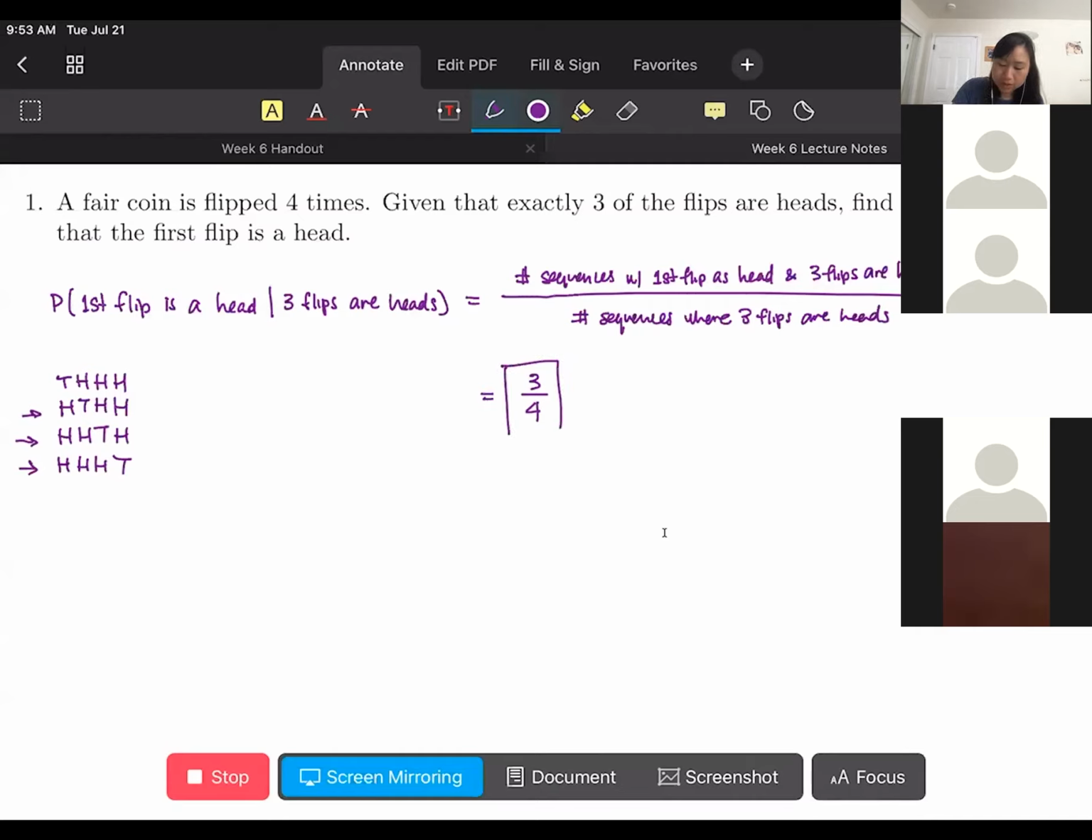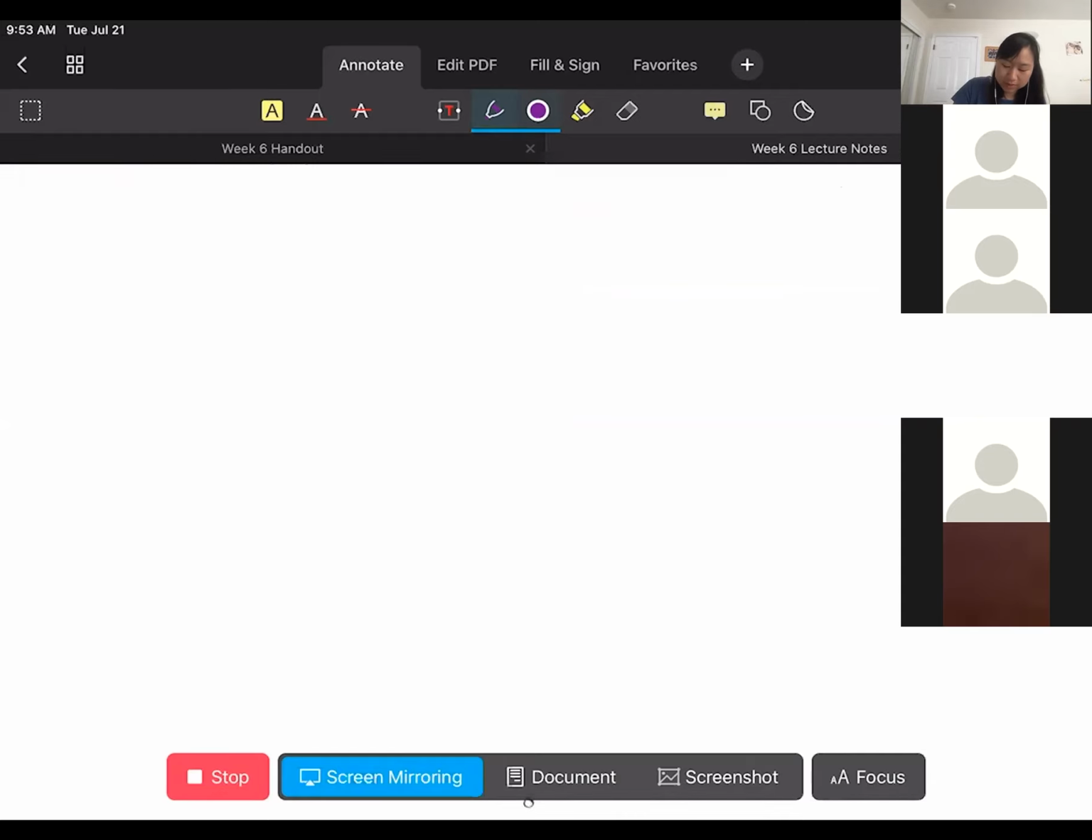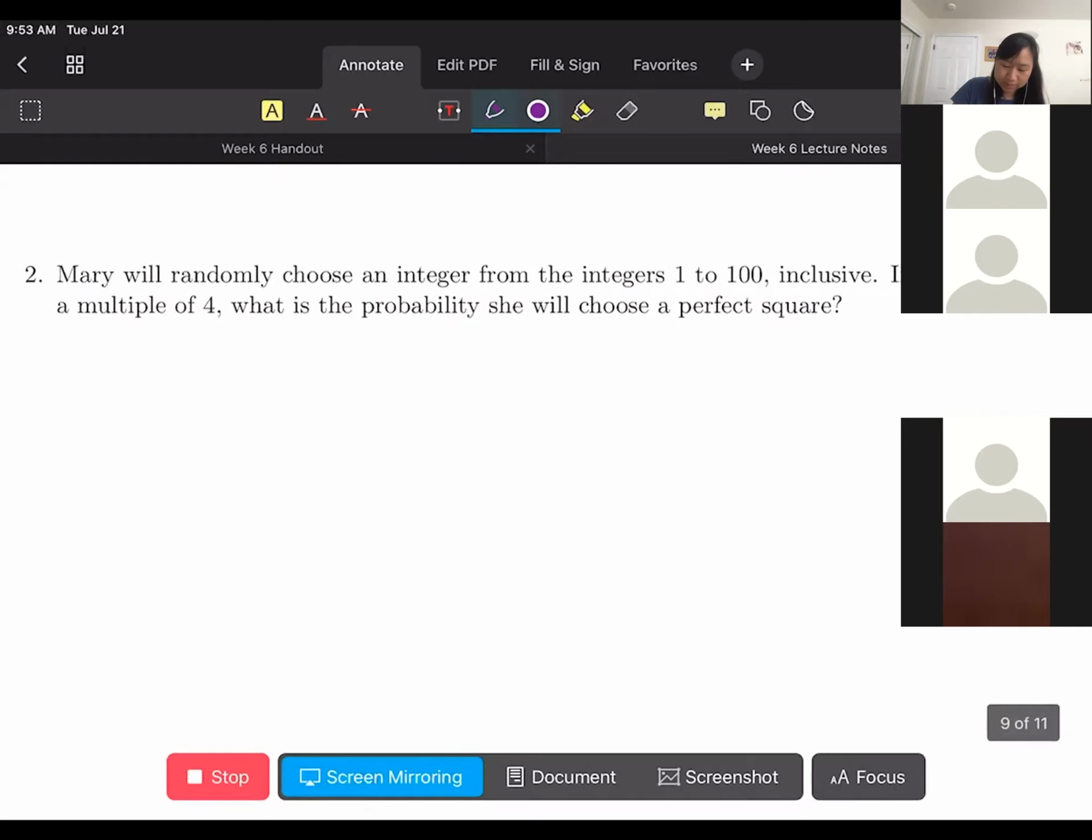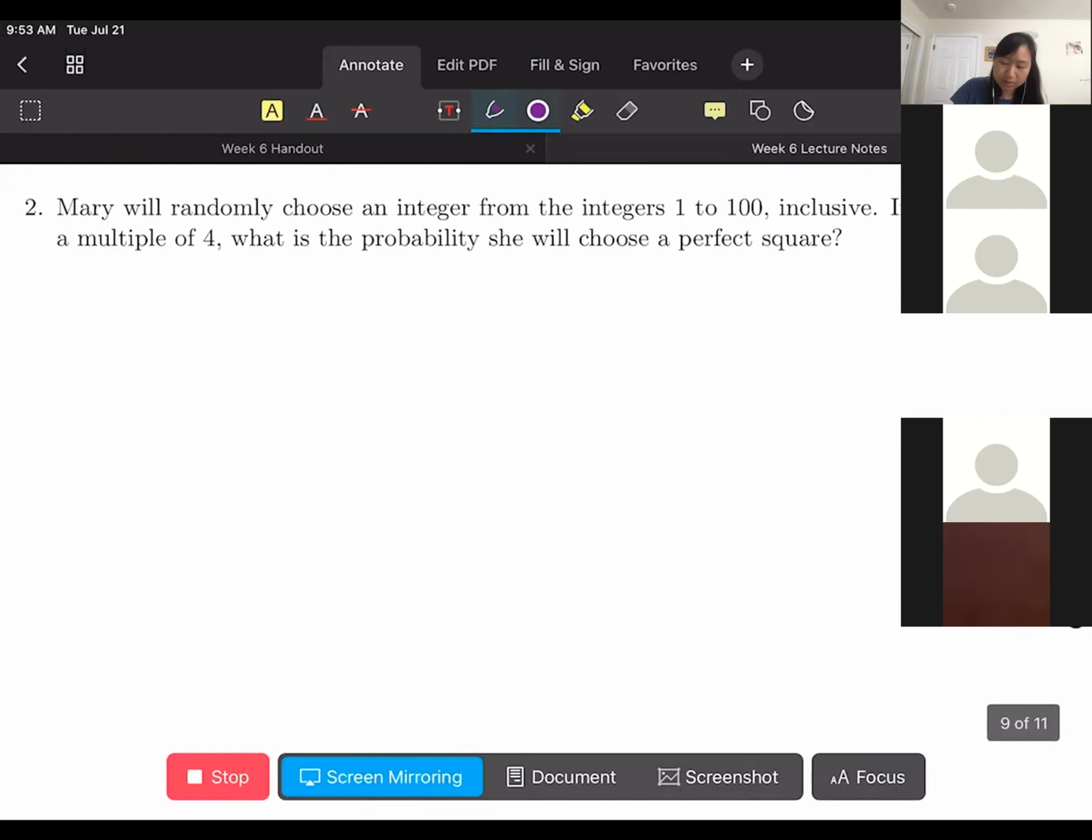Any questions or thoughts on this one? No? All right, we'll do a slightly harder one with a similar idea. Mary randomly chooses an integer from the integers 1 through 100 inclusive. If Mary chooses a multiple of 4, what is the probability that she chooses a perfect square?